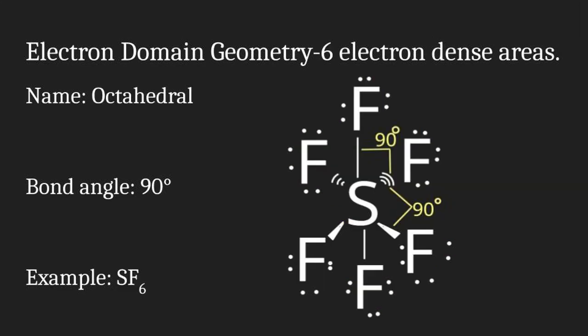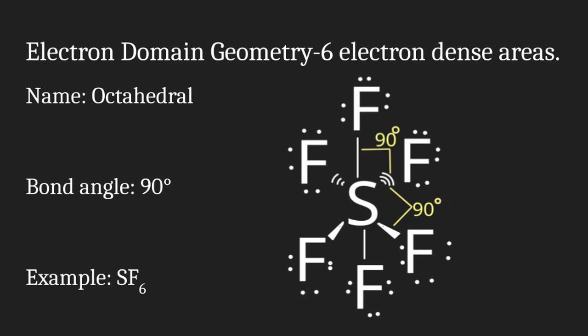The last electron domain that we are going to talk about is octahedral. This is when there are 6 electron-dense areas, and all the atoms surrounding the central atom make a bond angle of 90 degrees with each other, as the fluorines do in SF6.